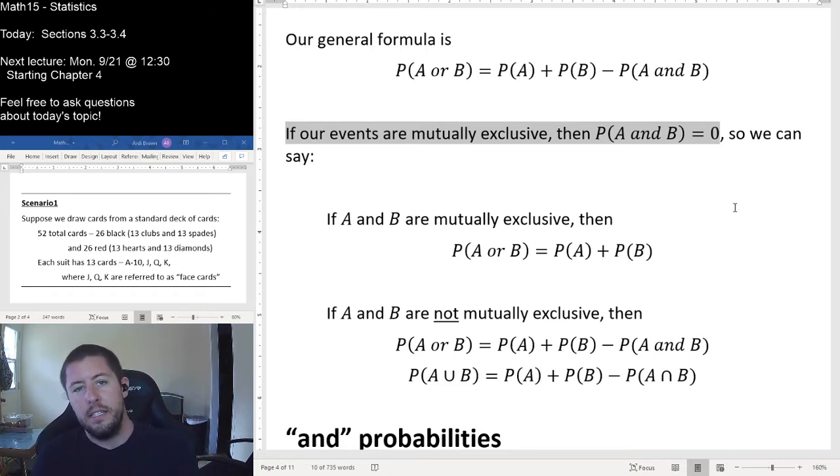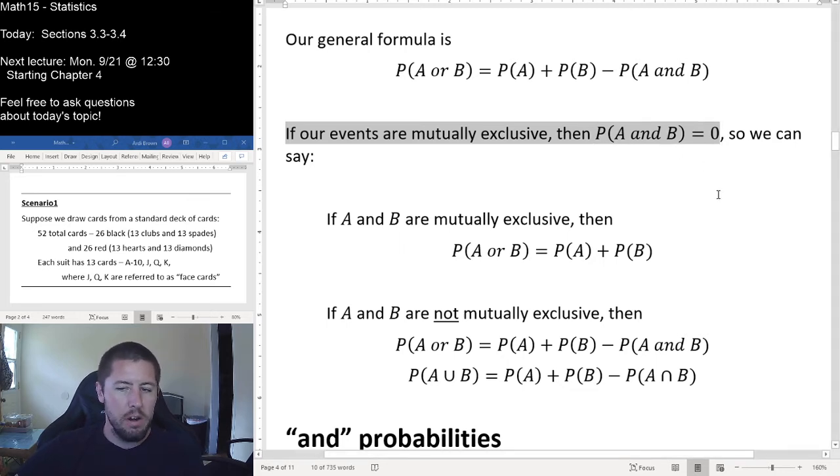Here, the scenario is easy because I can picture a deck of cards. But if we ever need to do some form of computation to determine if events are mutually exclusive, if you can show that the probability of A and B occurring is zero, then it must be that the events are mutually exclusive. That says they can't happen at the same time. If the probability of A and B is zero, then A and B could not occur at the same time and therefore are mutually exclusive.